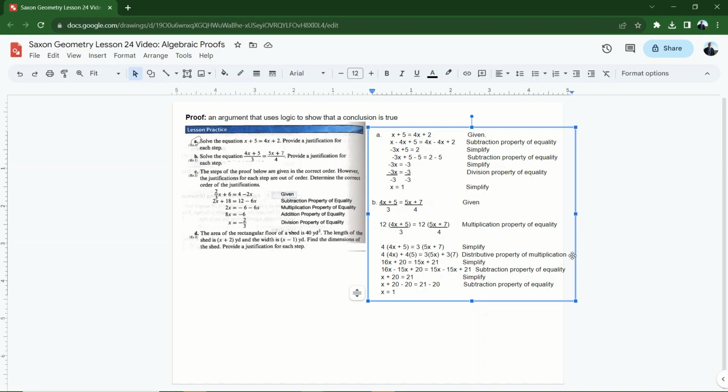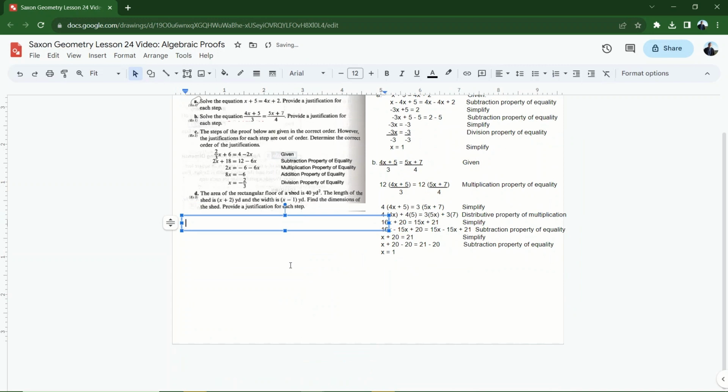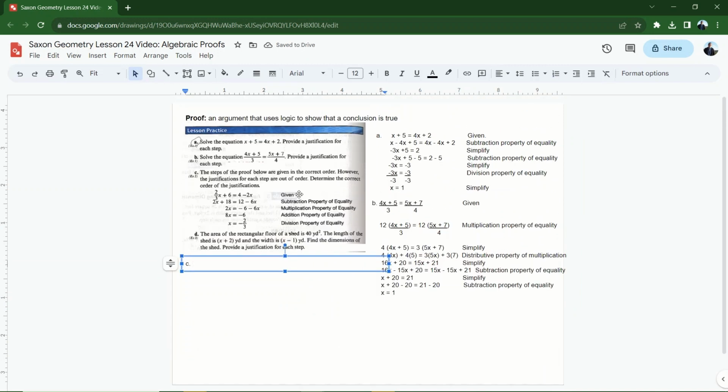Now, letter C is a little break from the hard ones. In letter C, I am given all of the proof. On the left side, all of the steps are correct. On the right side, it looks like these are all mixed up. So we need to figure out what got used.